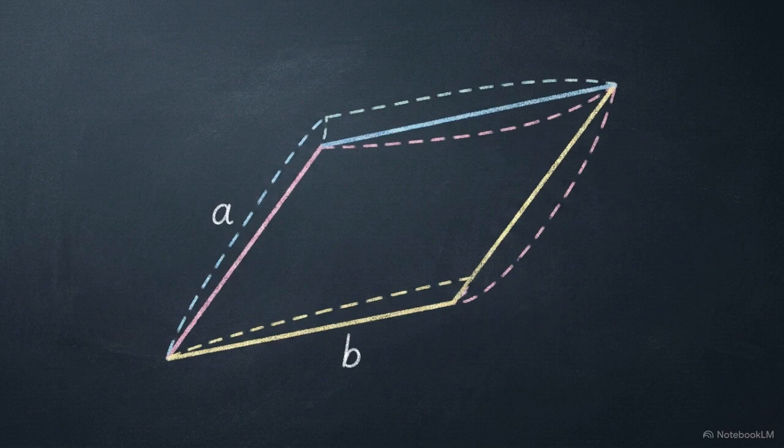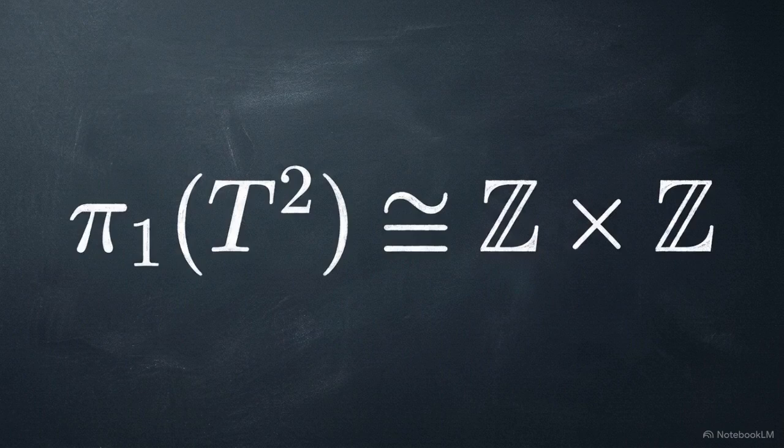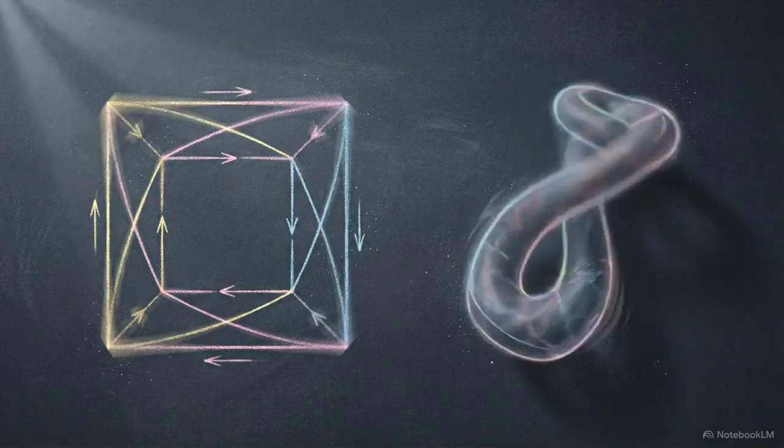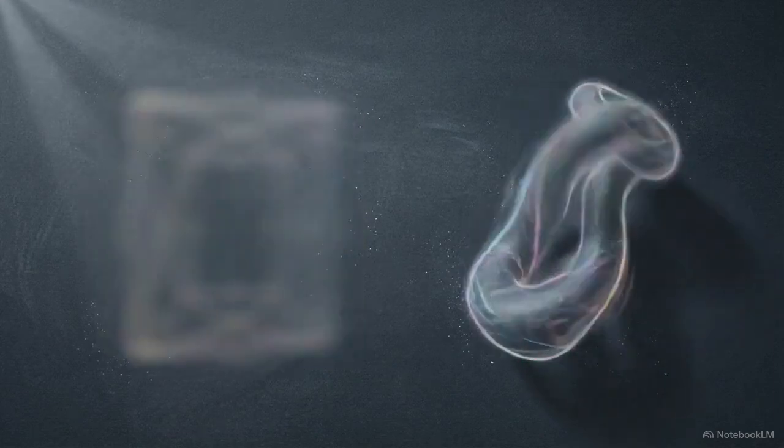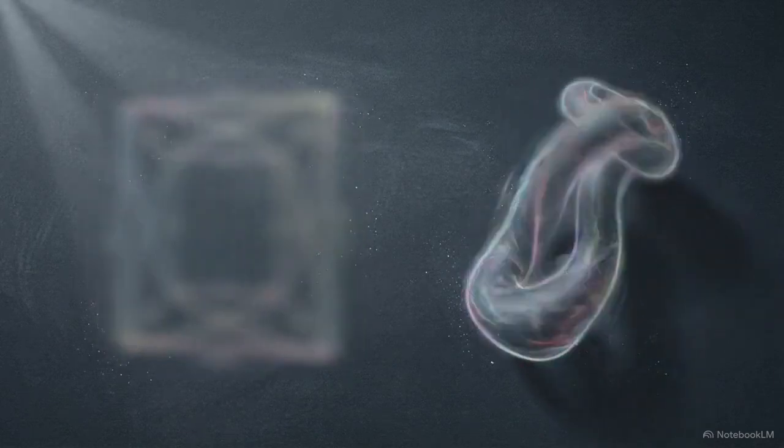Rearranging this equation shows that AB equals BA. This confirms that the two loops commute. Therefore, the fundamental group of the torus is the free abelian group on two generators, Z cross Z. This shows the power of the quotient method. Changing the arrow directions on the blueprint allows us to identify algebraic signatures of completely different shapes.